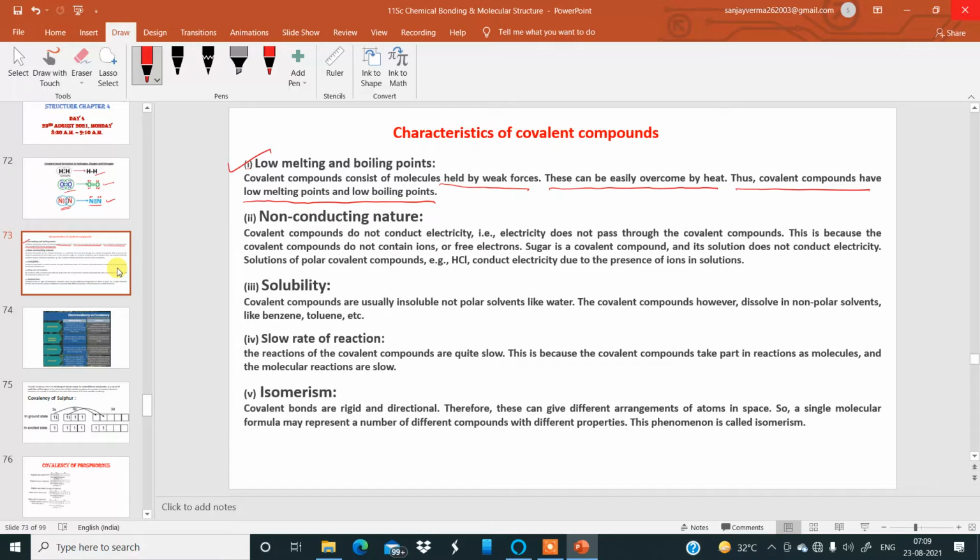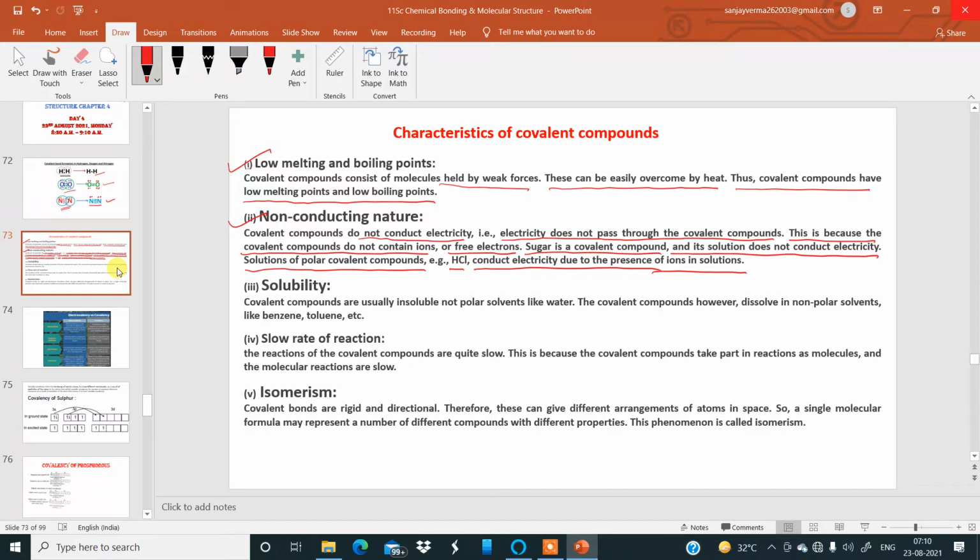After that, the second characteristic of covalent compounds: covalent compounds do not conduct electricity. That is, electricity does not pass through covalent compounds. This is because the covalent compounds do not contain ions or free electrons. Sugar is a covalent compound and its solution does not conduct electricity. A solution of polar covalent compounds like hydrogen chloride or hydrochloric acid conducts electricity due to the presence of free ions in the solution. So covalent compounds are non-conducting in nature. That is the second characteristic.